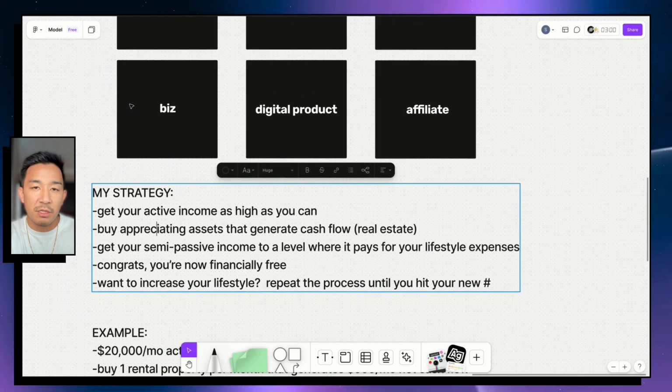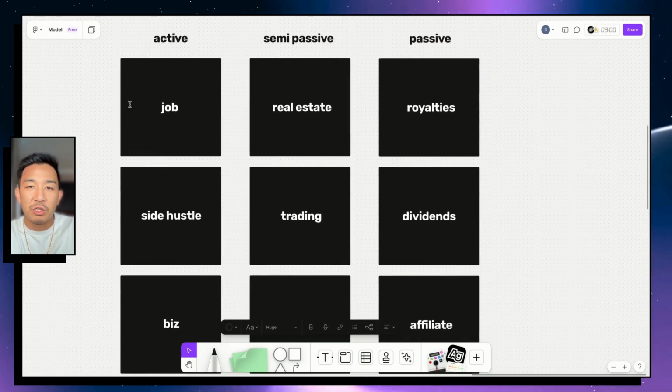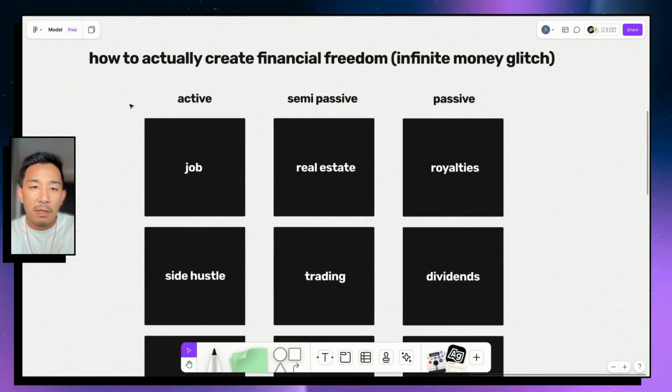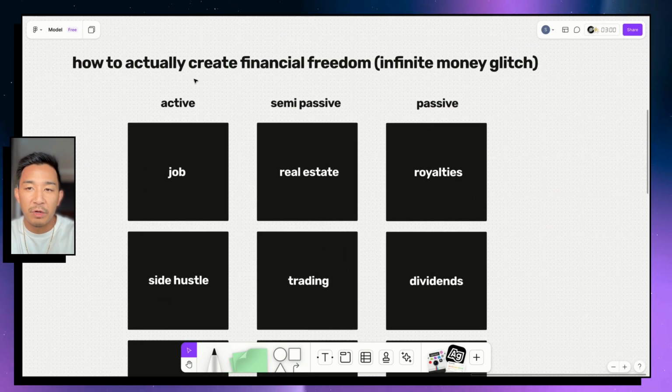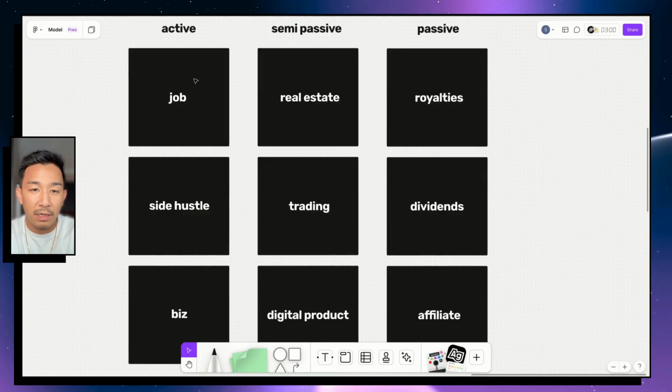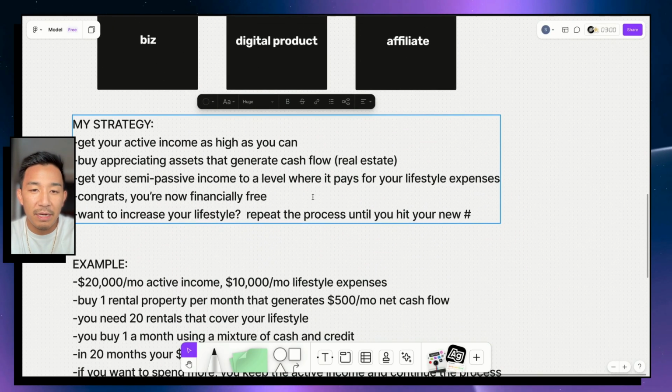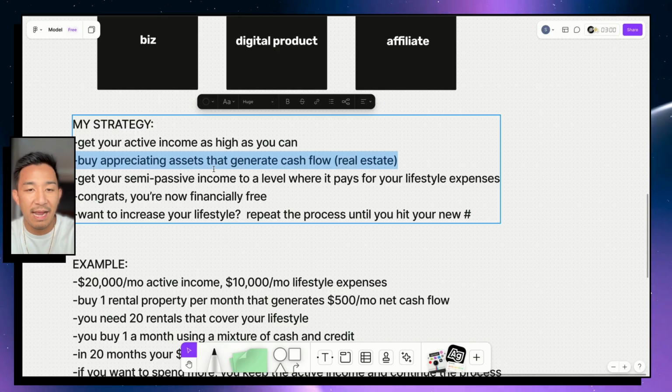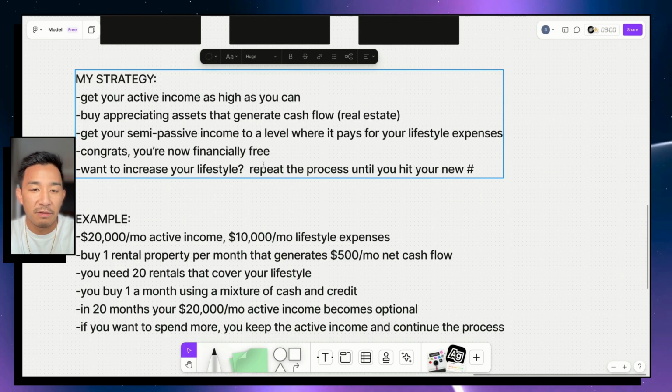So this is my strategy. This is how I became a millionaire at age 31. And this is how to actually create financial freedom. I call it the infinite money glitch because you can get money that continues to come in. Once you buy these assets, they continue to generate cash flow. They continue to go up in value. And this is how you become financially free.